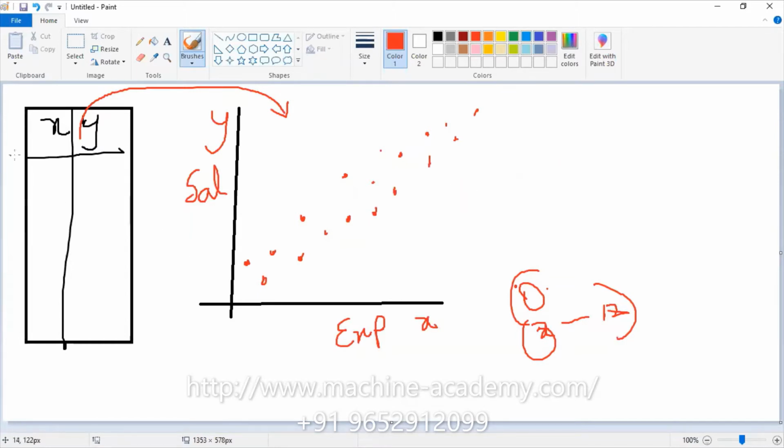But here I have many employees. Different employees in the organization have been taken into observation, based on their experience and how much salary they are getting. Now, whenever I take an assumption line, an assumed linear line, I get it like this.